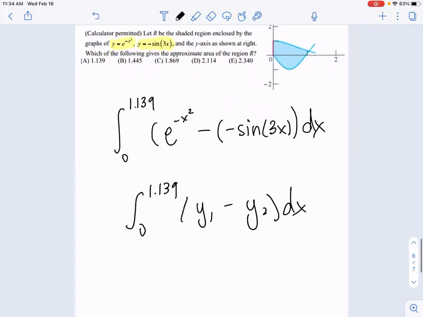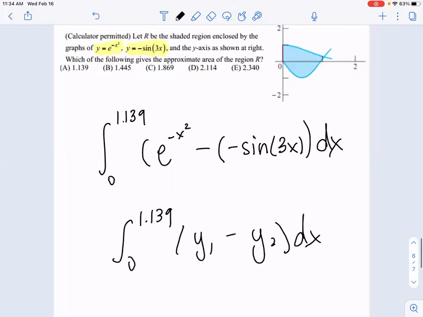Okay, so what is the area between curves? A, B, C, D, or E?